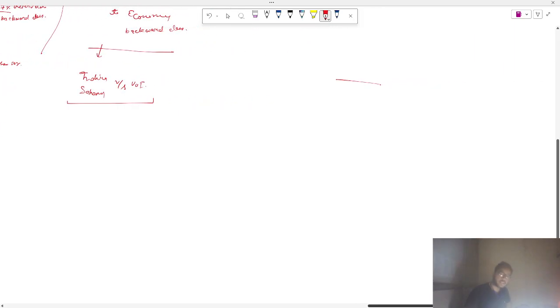So in this case, the first question which was asked in the Supreme Court is: does reservation violate the principle of equality or not?